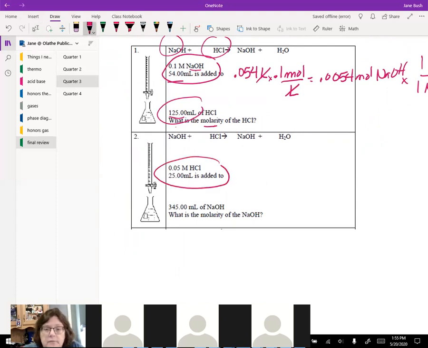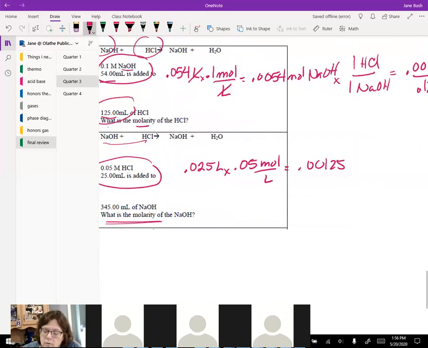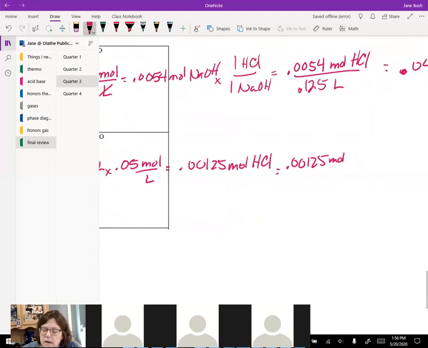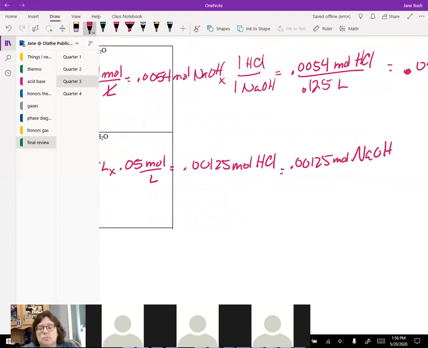Okay, the next one. It gives you the information about the hydrochloric acid. It wants the molarity of the sodium hydroxide. So again, it's a 1:1 ratio. We have to find moles of hydrochloric acid. To find moles, we take volume, and I'm going to change it to liters, times molarity, 0.025 times 0.05. It's 1:1, which means it's 0.00125 moles of NaOH.